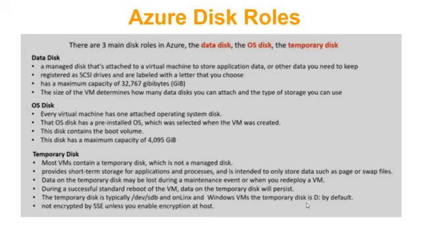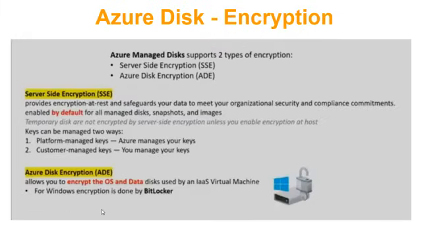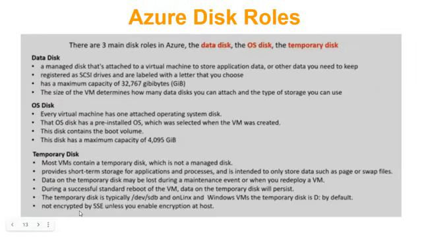The temporary disk is typically /dev/sdb on Linux, and on Windows VMs the temporary disk is D by default. It is not encrypted by SSE unless you enable encryption at host. As we saw in the previous slide, the temporary disk will not have encryption by SSE, so if you want SSE, you need to enable encryption at host. So these are the things about disk roles.